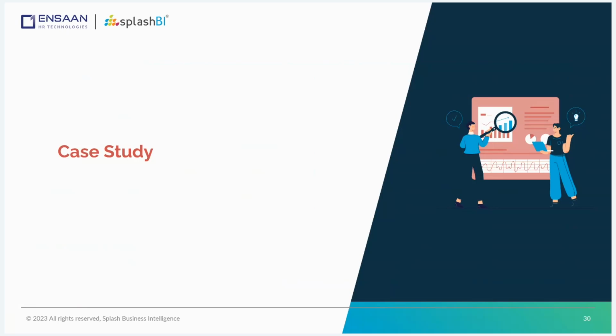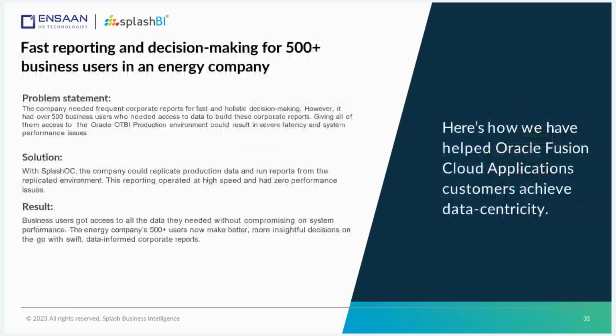Now let's quickly talk about a case study with one of our customers. Their problem was that they needed frequent corporate reports for decision making, but because they had 500 business users who needed access to the data to build these corporate reports, it was becoming challenging. So imagine 500 business users, and each business user coming in with 3 or 4 requests. That was an overhead on their IT as well as data engineering team. And giving them access to their entire Oracle OTBI production environment could end up resulting in severe latency as well as system performance issues.